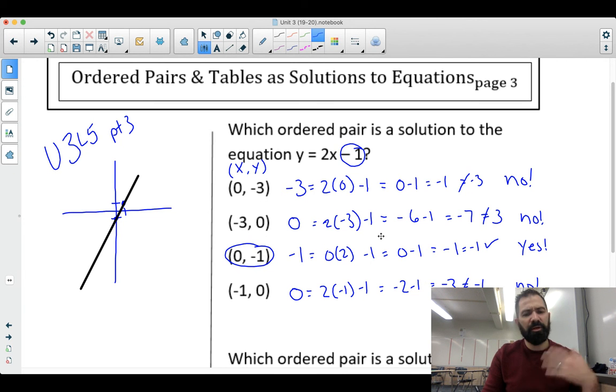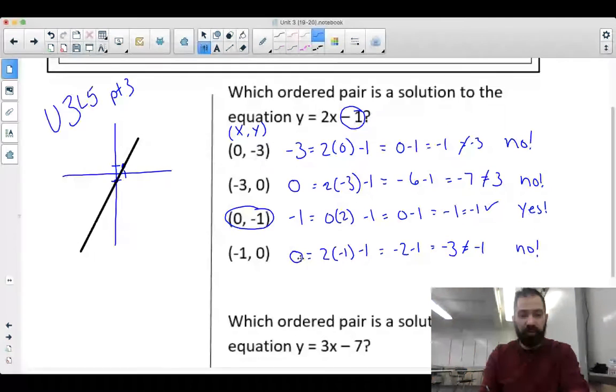I know that you could go through and graph this in Desmos and check to see which point is actually on the line. You could do it that way. But we want to see other ways to solve this as well. And this is our substitution method. Let's try another one.